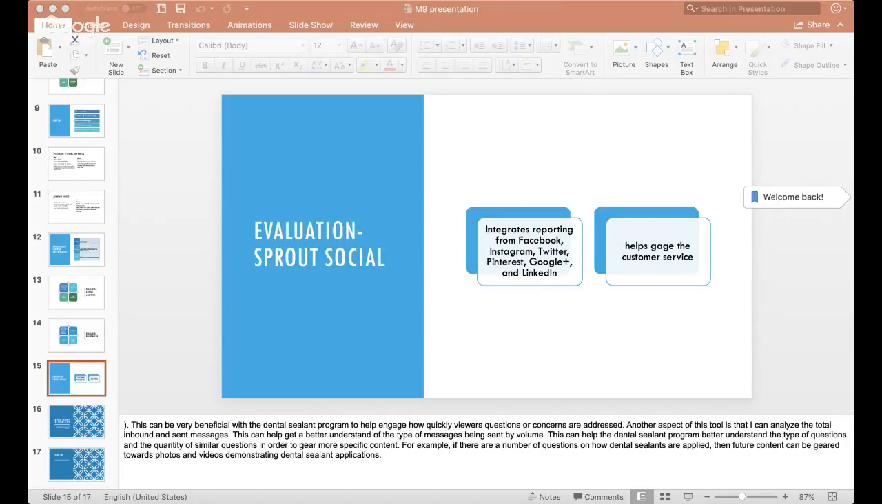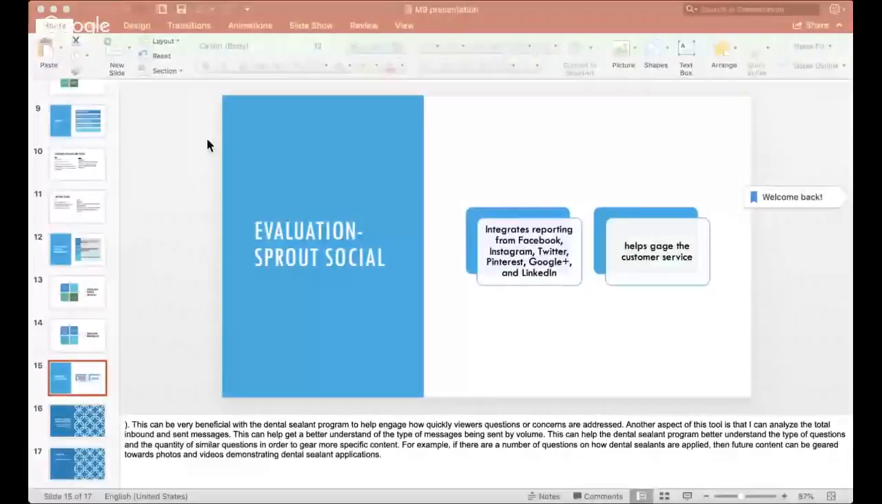So, for example, like we talked about, a number of questions that are talking about the same topic. This can help the dental sealant program better understand the type of question and the quantity of similar questions in order to gear more specific content, which is very helpful.